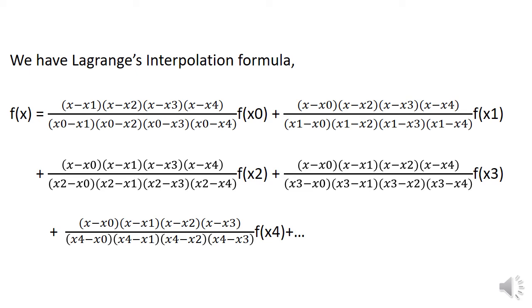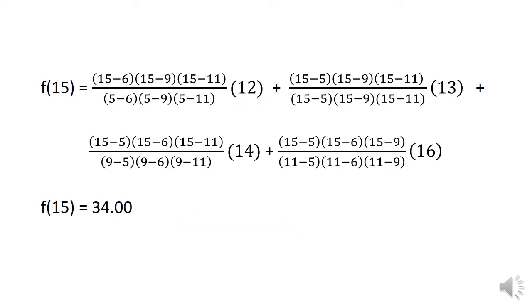We have Lagrange's interpolation formula for x naught, x1, x2 and x3. For x equals 15, we have 15 minus x naught, 15 minus x1, 15 minus x2, divided by x naught minus x1, x naught minus x2, x naught minus x3, with respect to f of x naught 12. Substitute the values for x1, x2 and x3. After simplifying, we get f of 15 equals 34.